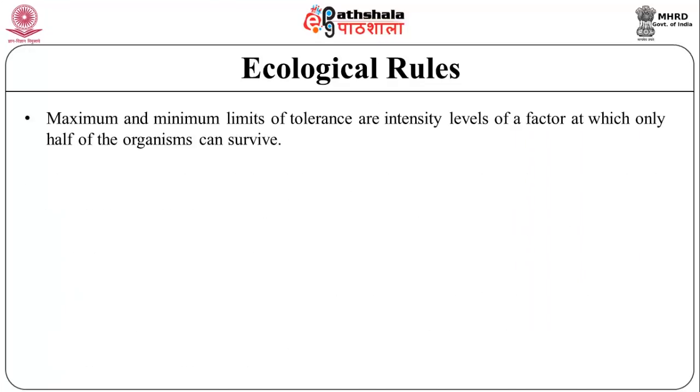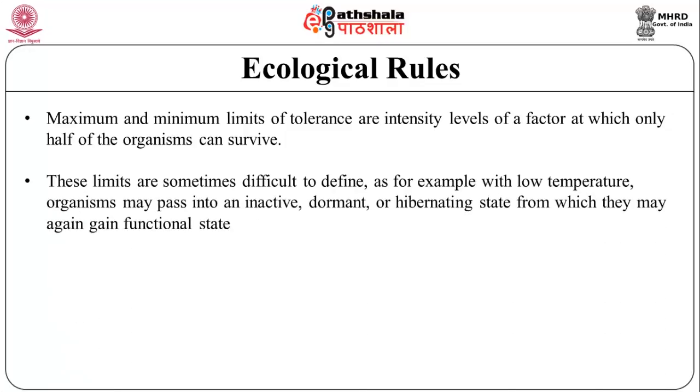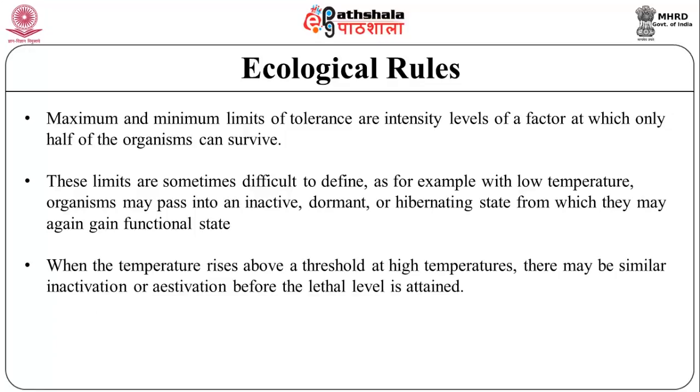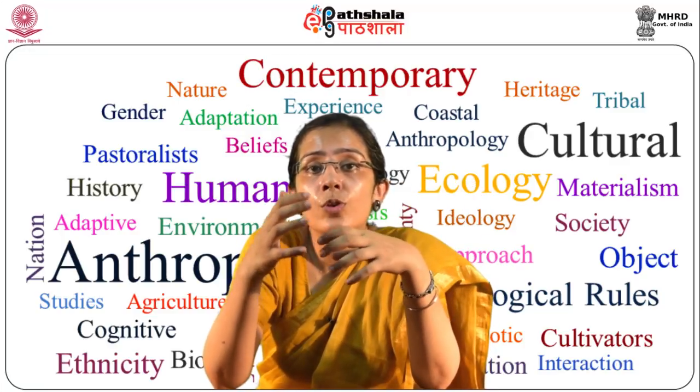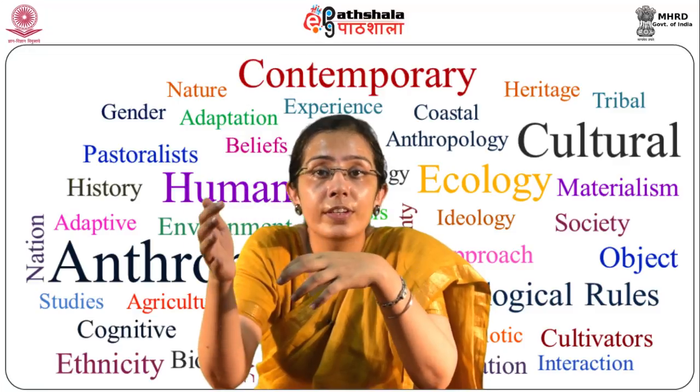The maximum and minimum limits of tolerance are the intensity levels of a factor at which only half of the organisms can survive. These limits are sometimes difficult to define, as, for example, with low temperature organisms may pass into an inactive, dormant or hibernating state from which they may again gain the functional state when the temperature rises above a threshold. At high temperature there may be similar inactivation before the lethal level is attained. Even without dormancy occurring, there are normally zones of physiological stress before the limits of tolerance are reached.